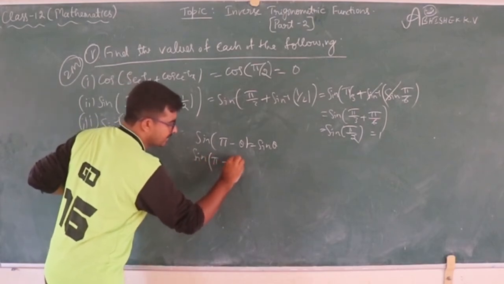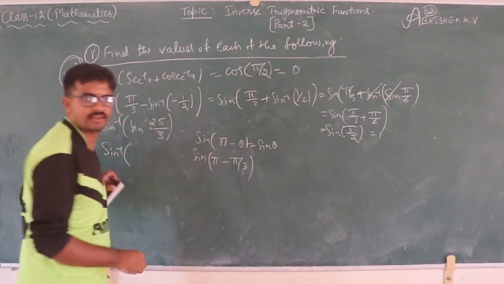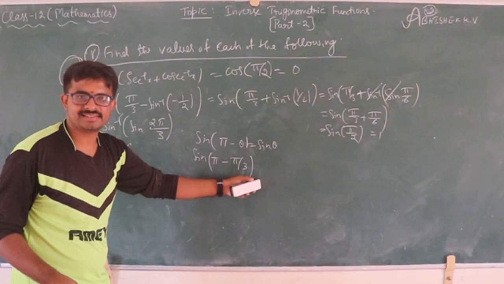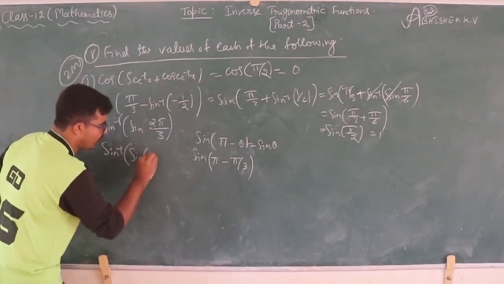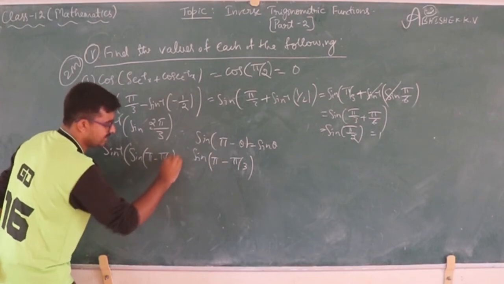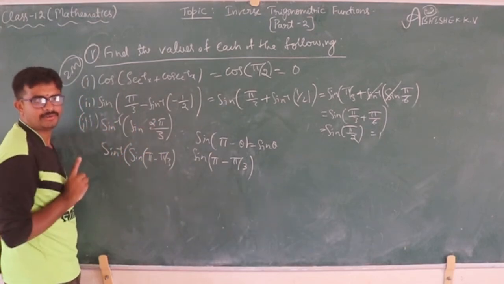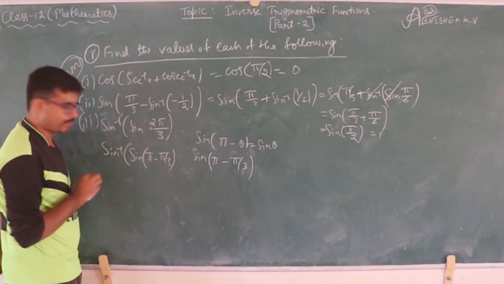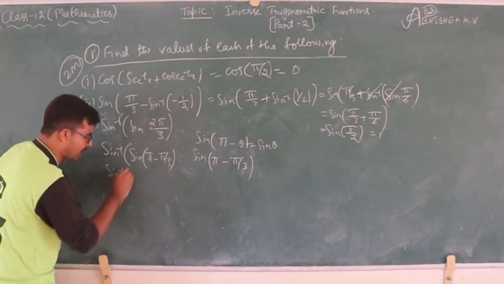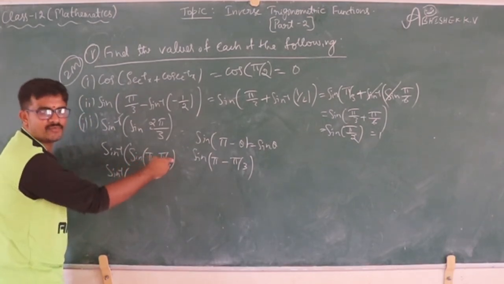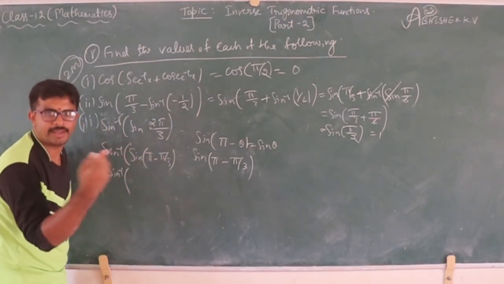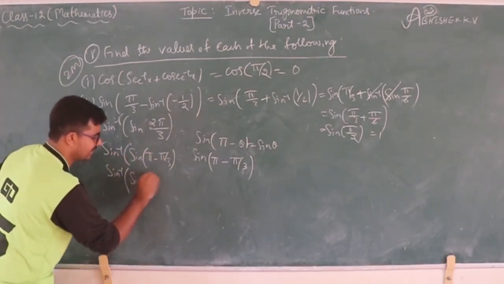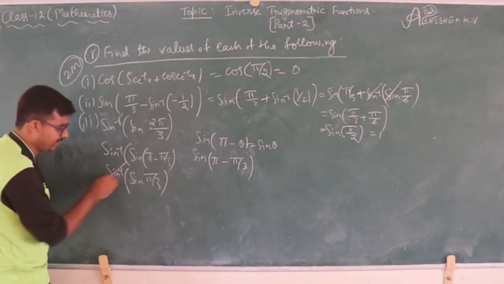Pi minus 60 degree. 180 minus 60 is what? 120. Therefore, this can be written as sin of 180 minus 60. This is equal to sin 2 pi by 3. Sin inverse of sin 2 pi by 3. What is sin of 180 minus theta? It is sin theta. Instead of theta, what do we have? Pi by 3. It is equal to sin pi by 3. Sin inverse sin theta.